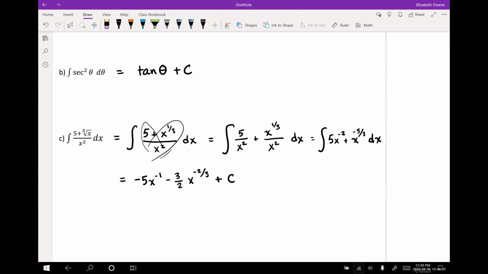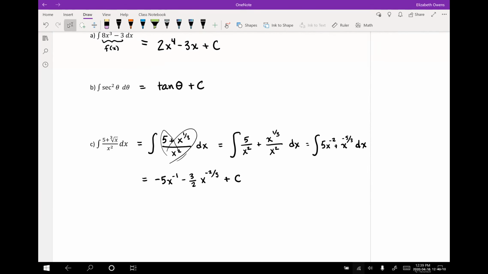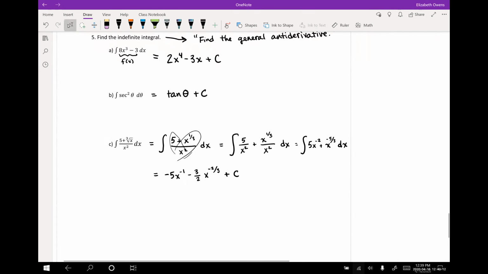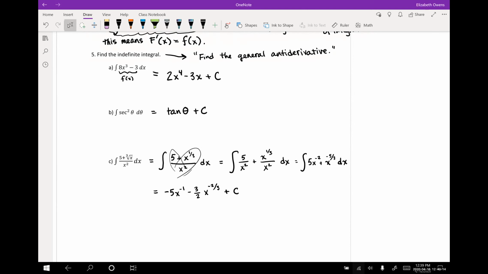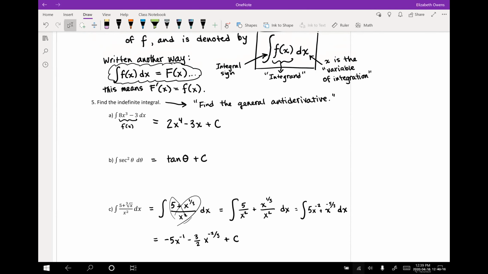All right. So yeah, and you could also write those negative exponents in a different way, but that's the basic idea. So awesome. Yeah, indefinite integrals just mean find the general antiderivative, and we get that new symbol, that integral sign. And so yeah, integrals turn out to be the opposite of derivatives, okay? Because an integral matches up with an antiderivative. So integrals are the opposite of derivatives.